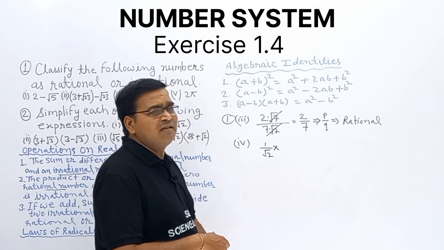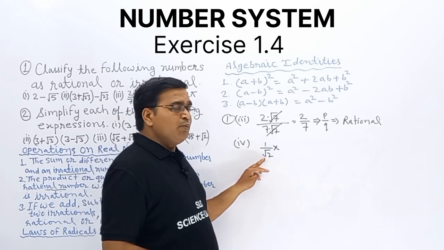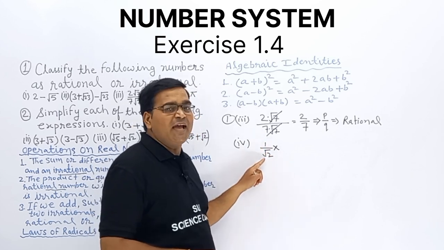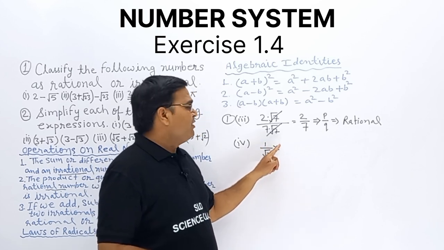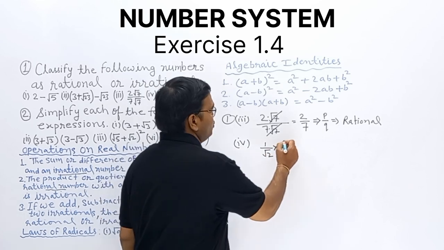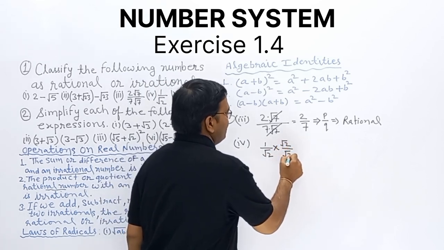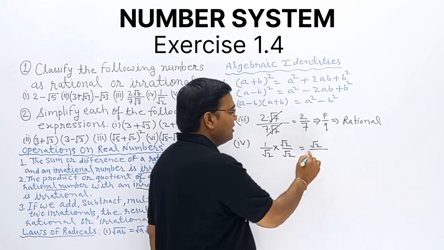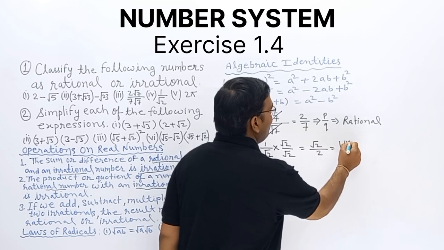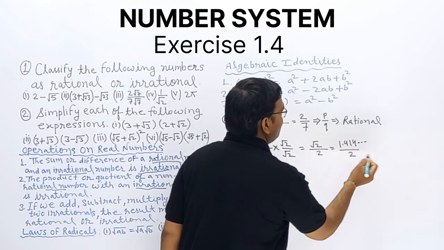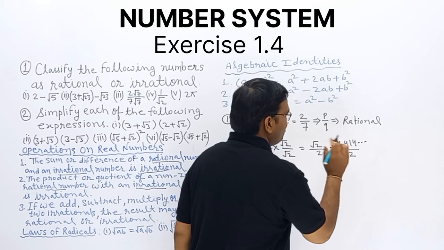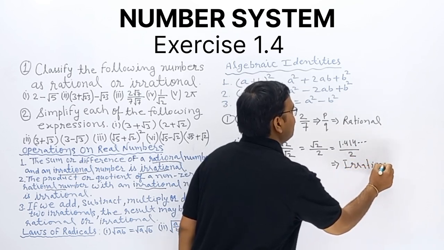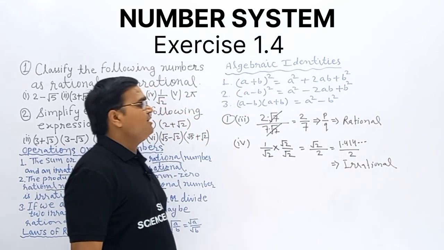Now what is rationalization? Rationalization means we will remove the square root from the denominator. For removing this square root, we will multiply numerator and denominator by root 2. Like this. Then we are getting root 2 divided by root 2 into root 2, which is 2. Now 1.414 something divided by 2, and the result will be what? Once we solve this one, we are getting an irrational number. The result will be irrational.